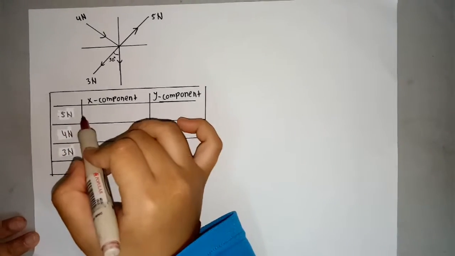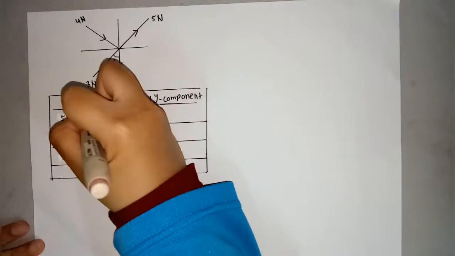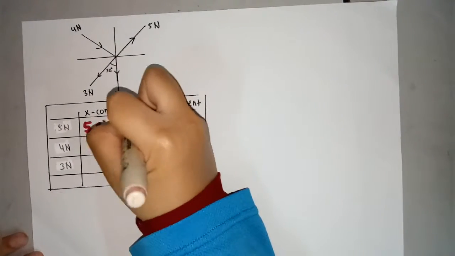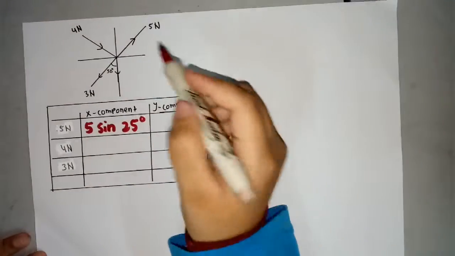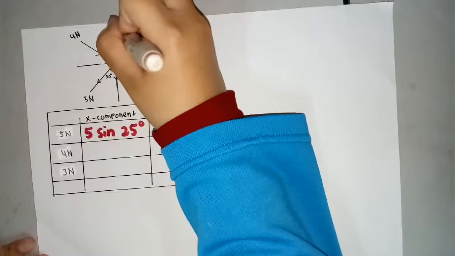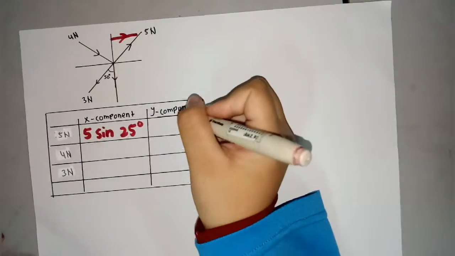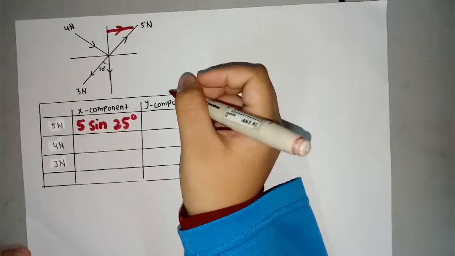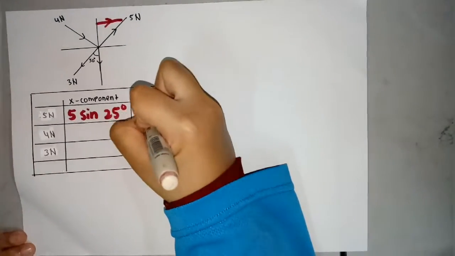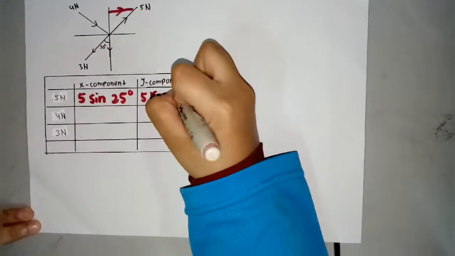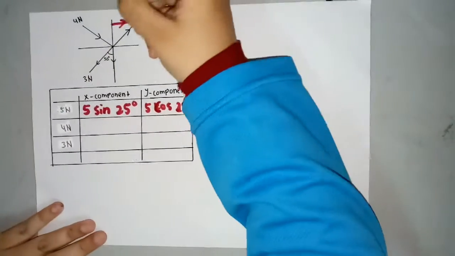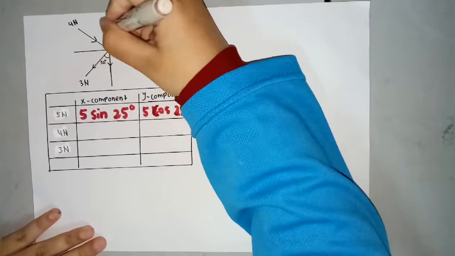The 5 Newton x component is 5 sine 25 degree because the arrow is to the right. And the y component is 5 cos 25 degree because the arrow is upward.